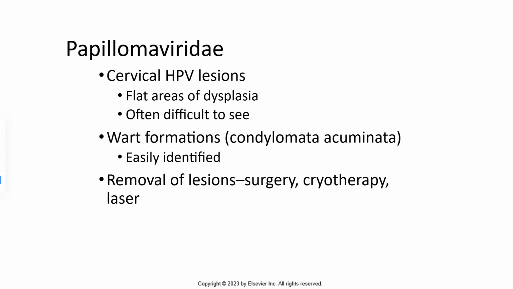Cervical HPV lesions are flat areas of dysplasia or abnormal growth, and they're often difficult to see. Wart formations, though, are very easily identified. Removal of the lesions by surgery or cryotherapy or laser is recommended for warts. Typically, once you remove the warts, they don't come back. In severe infections, or if they don't get deep enough into the root of the wart, they may grow back, but if you cut around it and deep enough, usually it goes away.